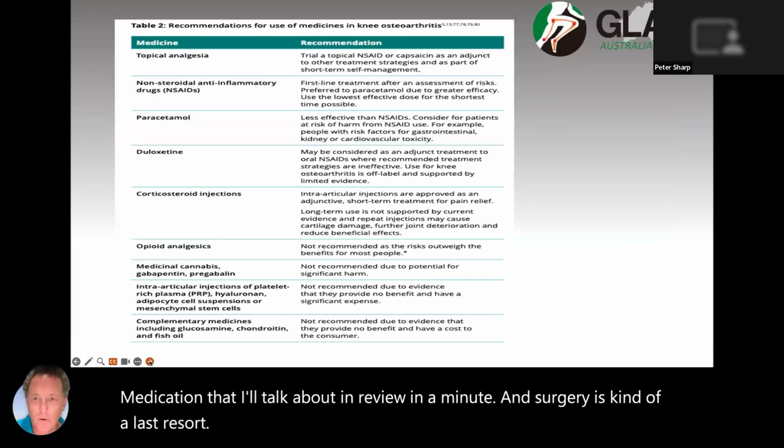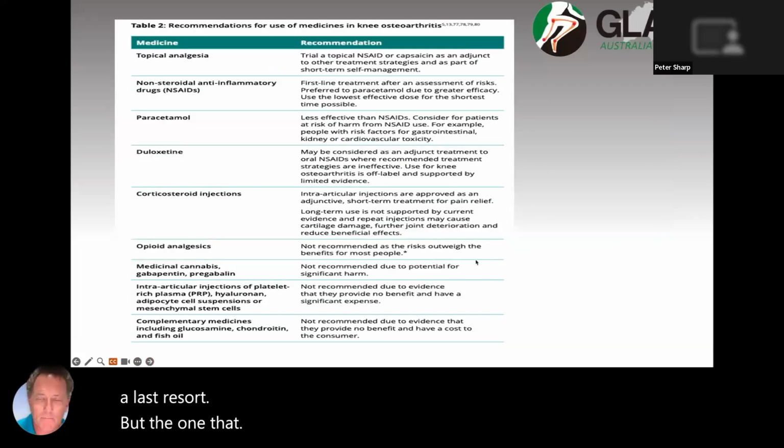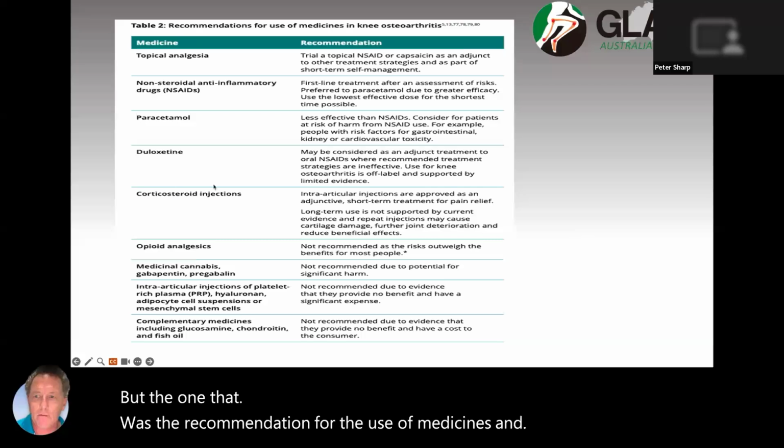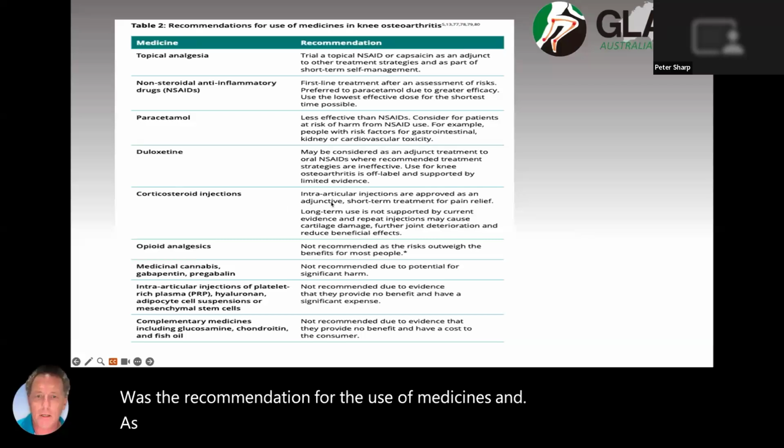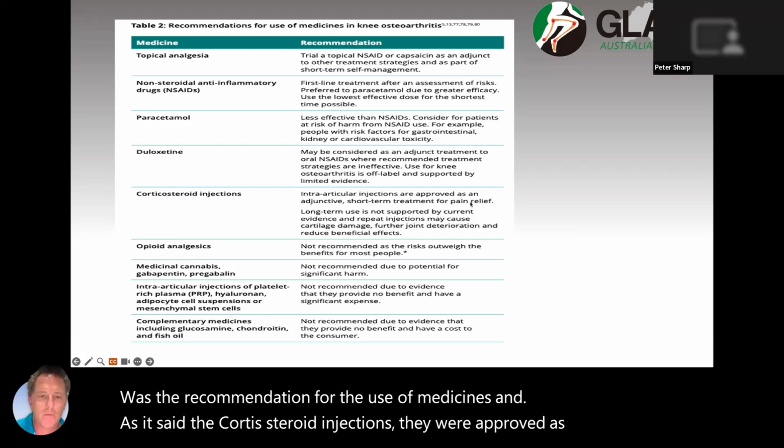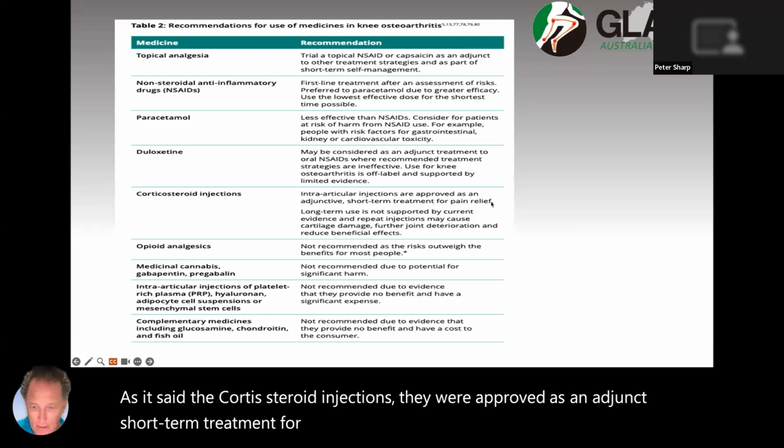But the one that I really wanted to touch on was the recommendation for the use of medicines. And as I said, corticosteroid injections are approved as an adjunct short-term treatment for pain relief. Long-term use is not supported.